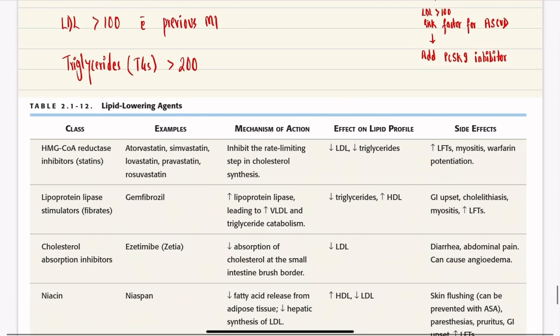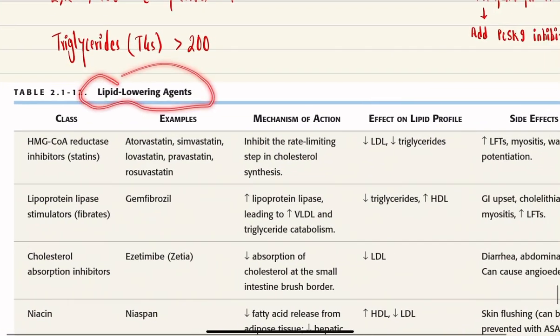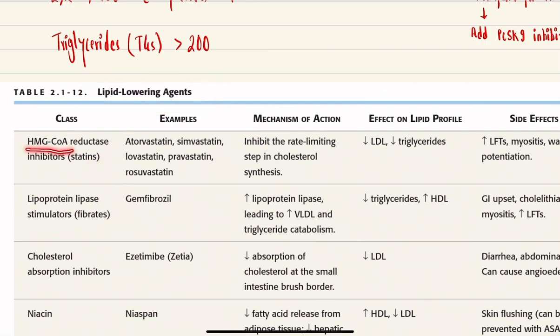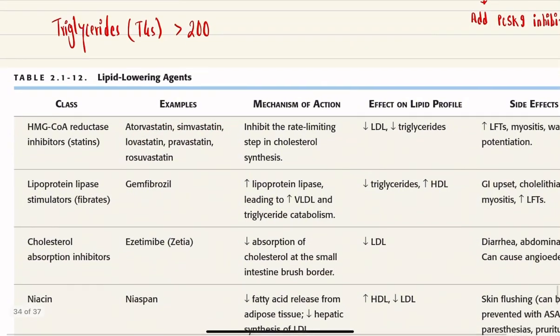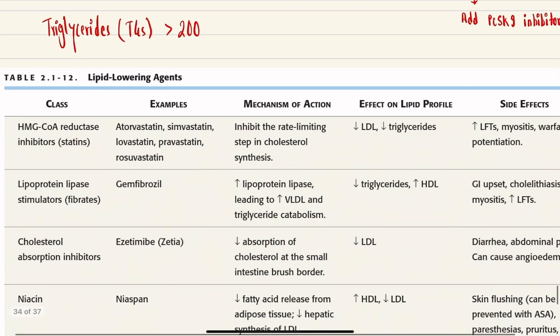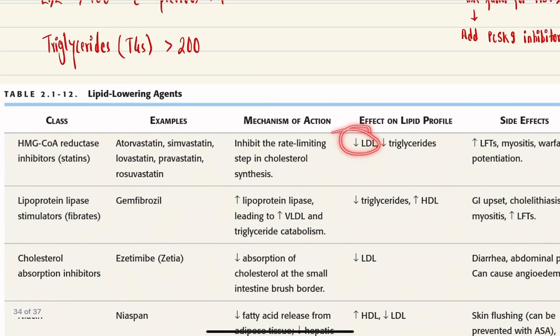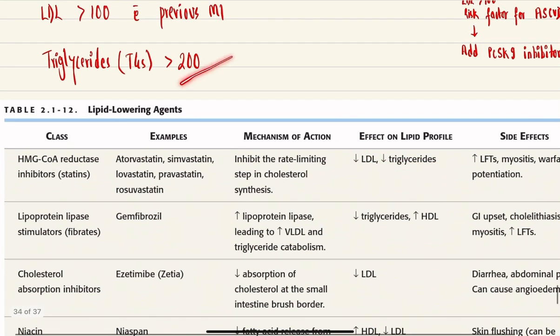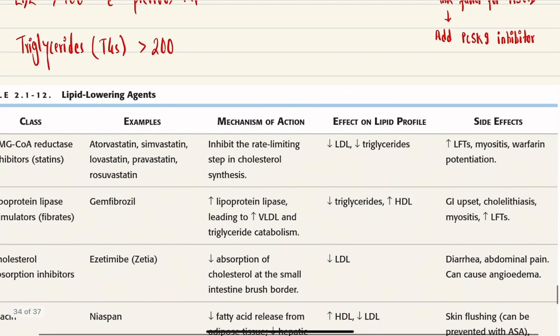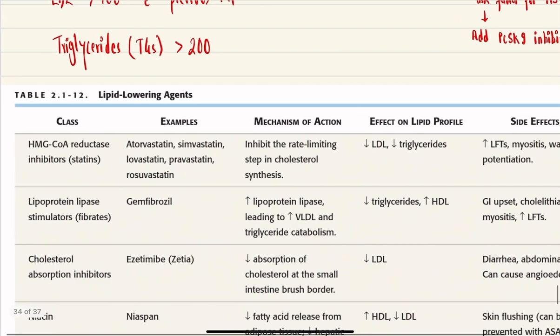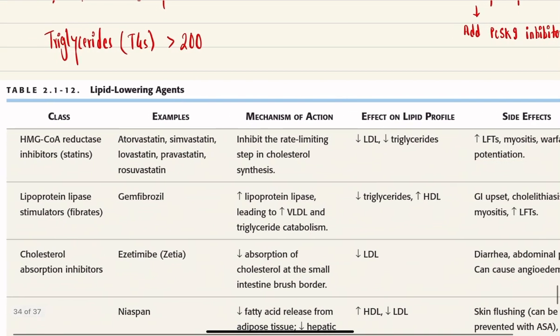So let's see some of the drugs. Most commonly used are statins, that is HMG CoA reductase inhibitors, like atorvastatin and simvastatin. Their main mechanism is to inhibit the rate limiting step in cholesterol synthesis; HMG CoA reductase is the rate limiting enzyme. It is useful in reducing the LDL and triglycerides. Some of the side effects are deranged liver function tests, myositis, and warfarin potentiation.